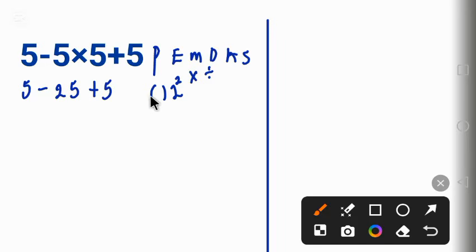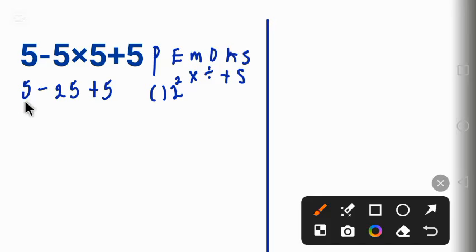Next is addition and subtraction. They are in the same level. We begin working from left to right, depending on the one that came first from the left. Now from the left, the one that came first is subtraction. So we are going to solve subtraction before addition.